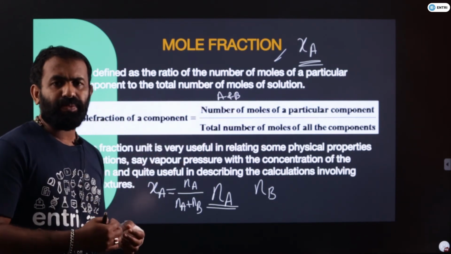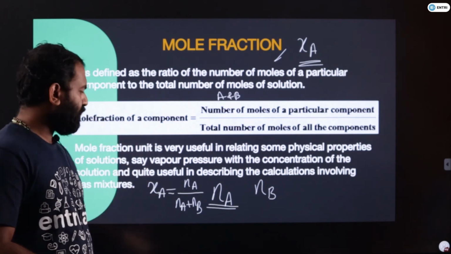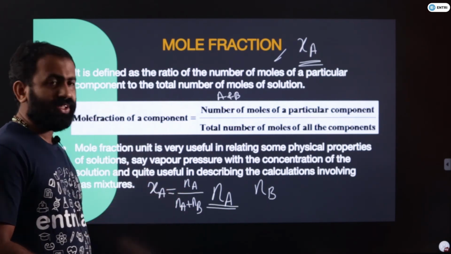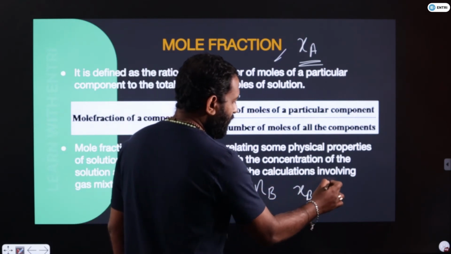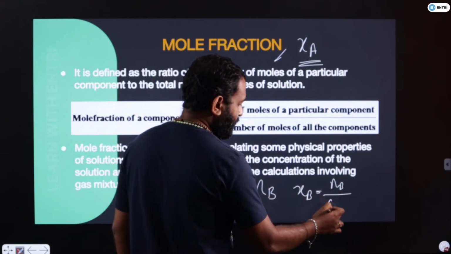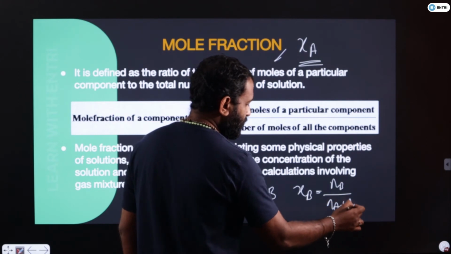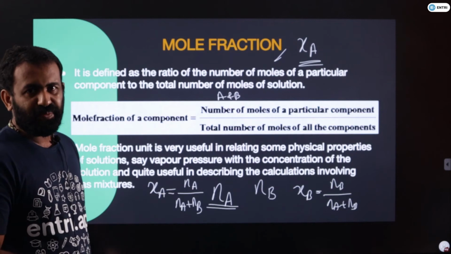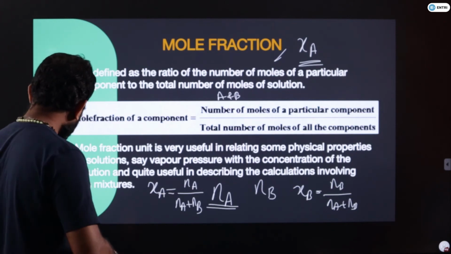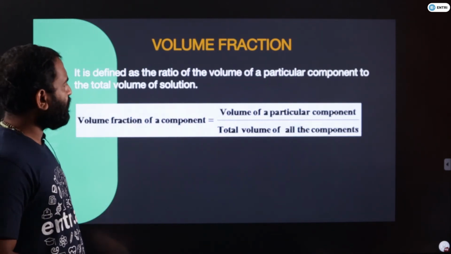Individual number of moles divided by total number of moles, Na divided by Na plus Nb, that is mole fraction of A. Then mole fraction of B is equal to Nb divided by Na plus Nb. The next, volume fraction.